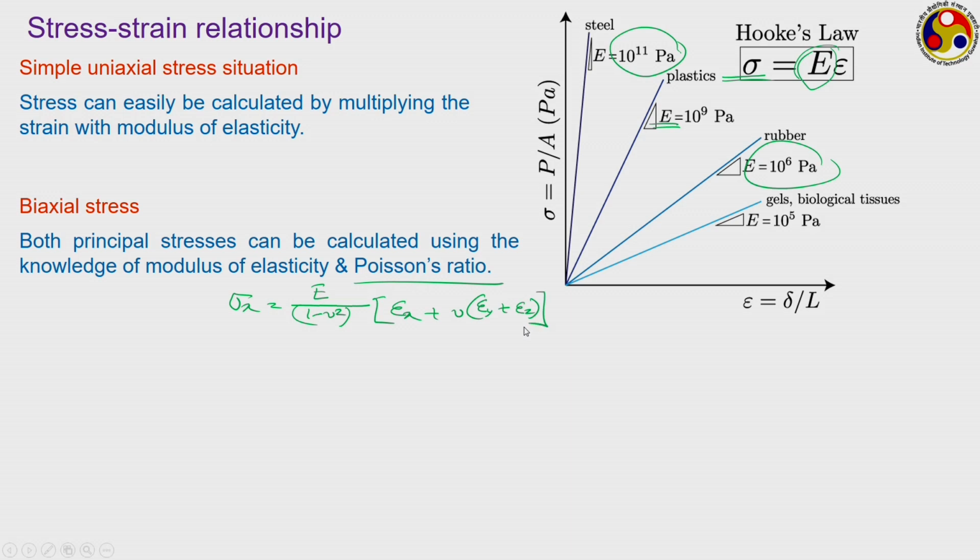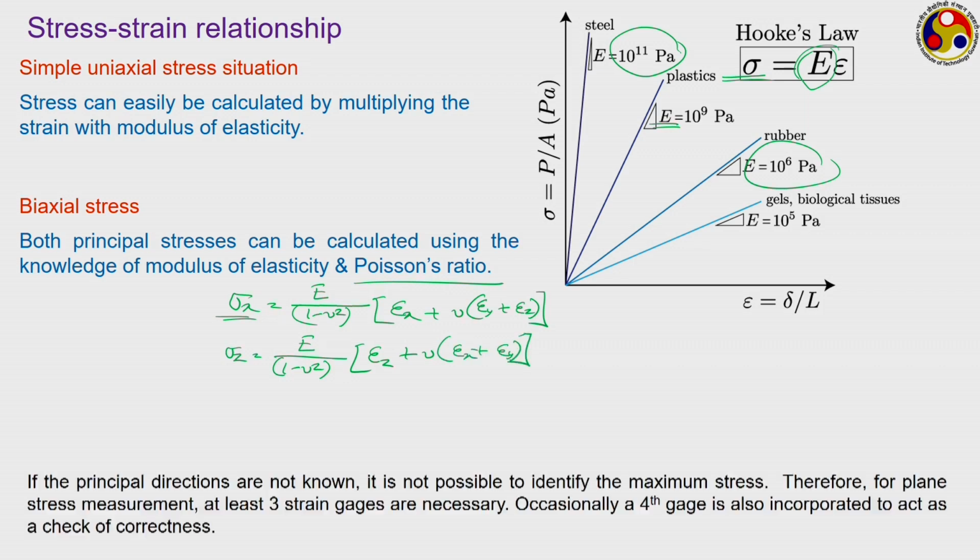So, all three strains are contributing to the final calculation of sigma x. Similarly, if epsilon z is our interest, then this will become E upon 1 minus nu square into epsilon z, which is the primary direction, plus the Poisson's ratio into the other two, or the summation of the other two. So, this way we can calculate the biaxial stresses.